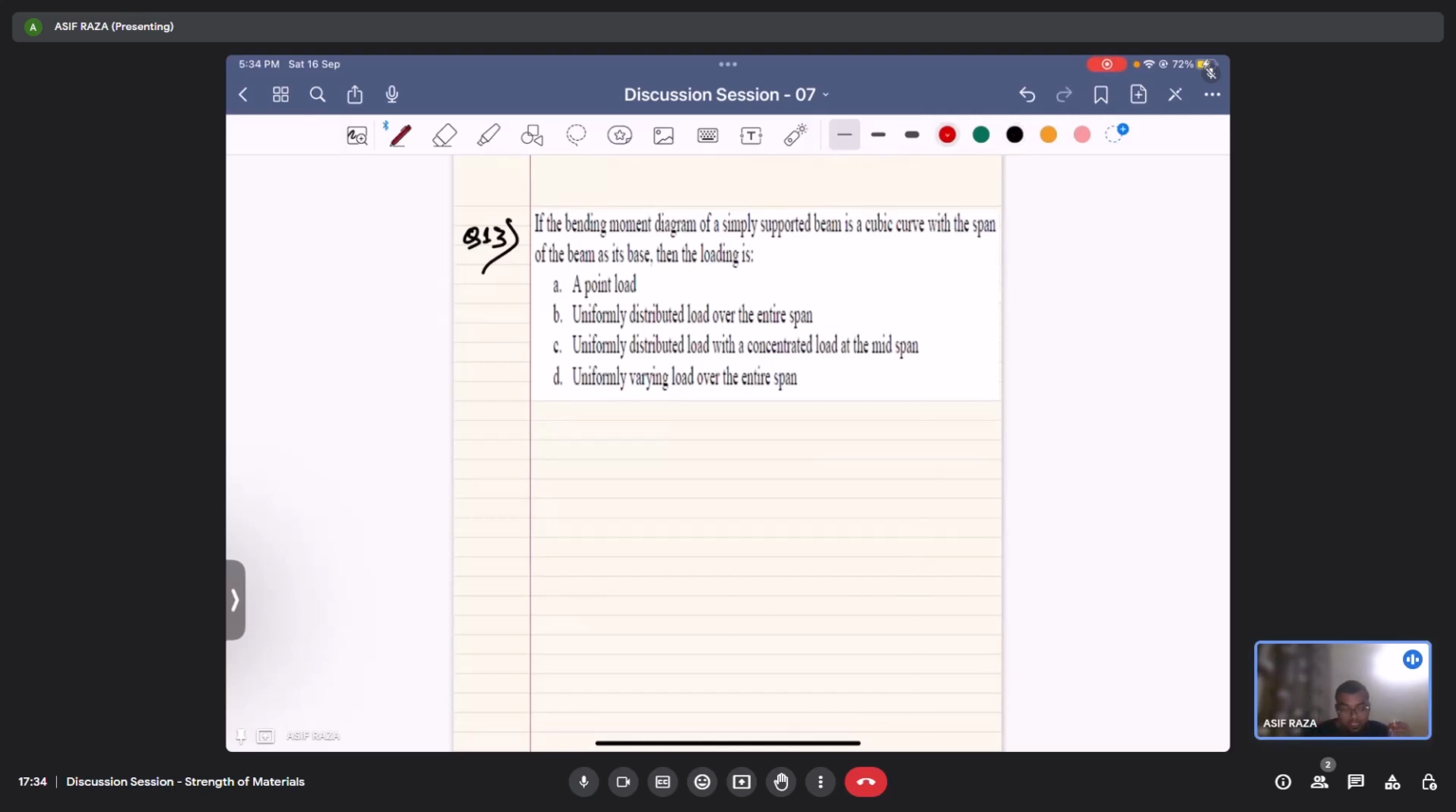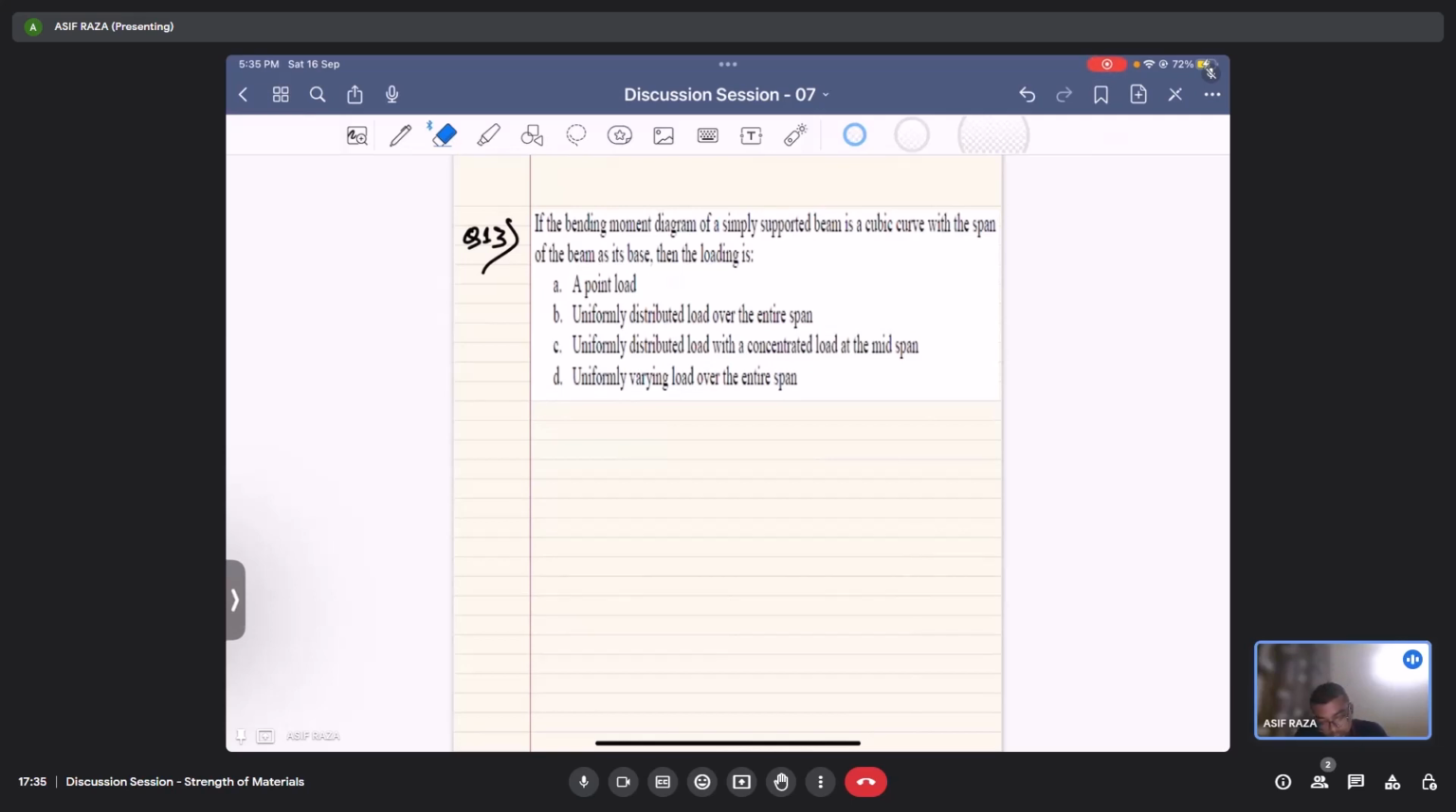If the bending moment diagram of a simply supported beam is a cubic curve with the span of the beam as its base, then the loading is. Okay. So the question is the bending moment diagram of a simply supported beam is a cubic curve. So we need to find what kind of loading is there in the system. So for a point load in a simply supported beam, it's a linear case.